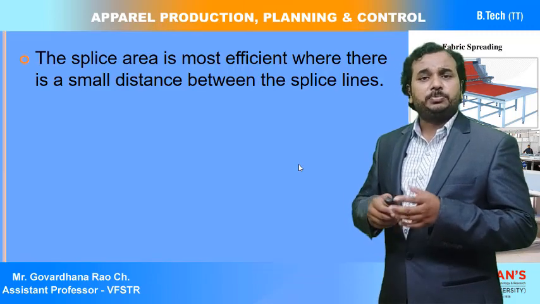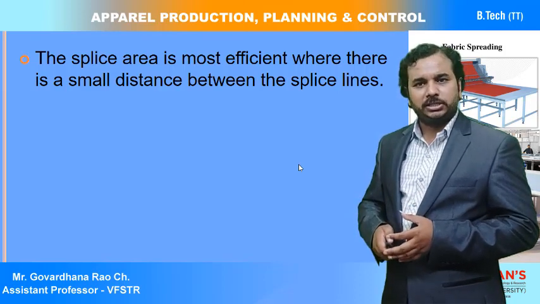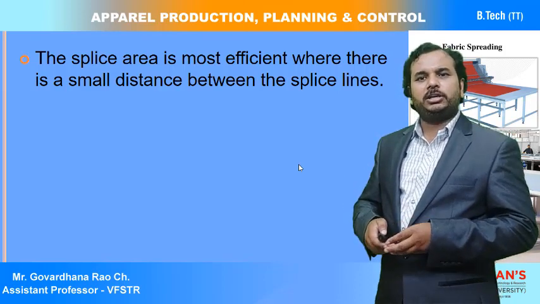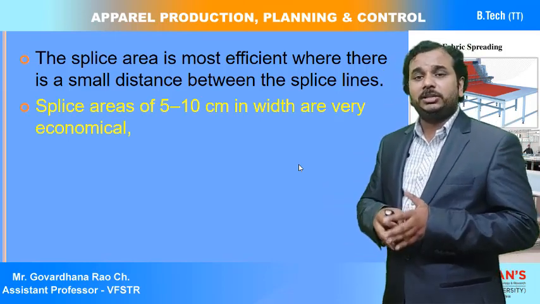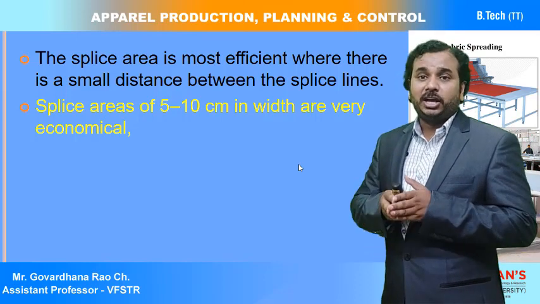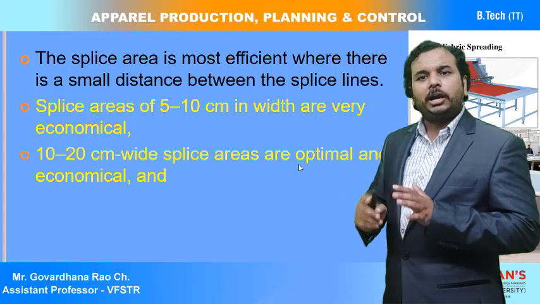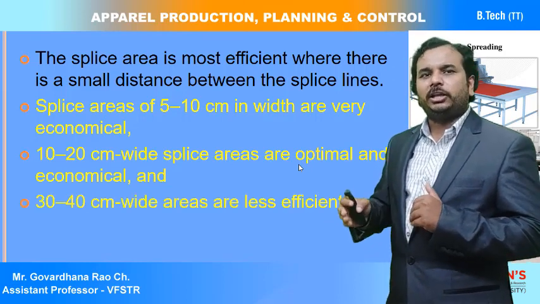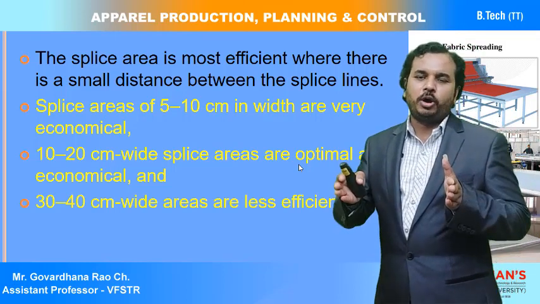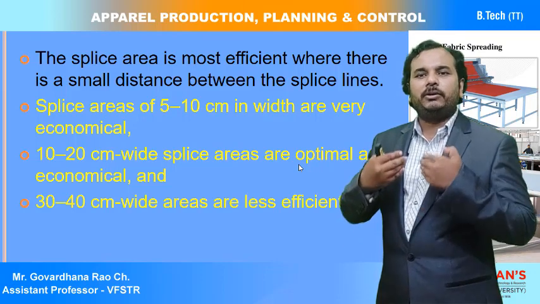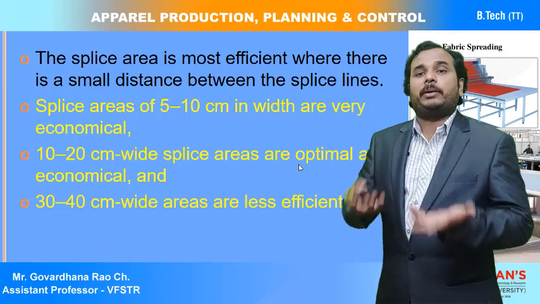So you can see that the splice area is most efficient where there is a small distance between the splice lines. If the splice line area is 5 to 10 centimeters, it is economical. If the splice area is 10 to 20 centimeters, okay, optimal and economical. But 30-40 centimeter wide areas are less efficient. If the splice distance is more, your wastage of fabric in splice marks is more. So you are wasting more fabric.